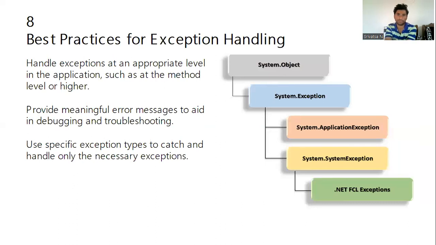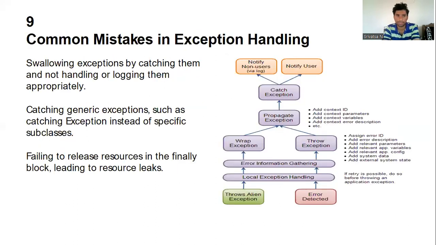The best practices for exception handling are given below, where you can follow the same algorithm for practicing exception handling. Handle exceptions at an appropriate level in the application, such as the method level or higher. Provide meaningful error messages to aid in debugging and troubleshooting. Use specific exception types to catch and handle only the necessary exceptions.